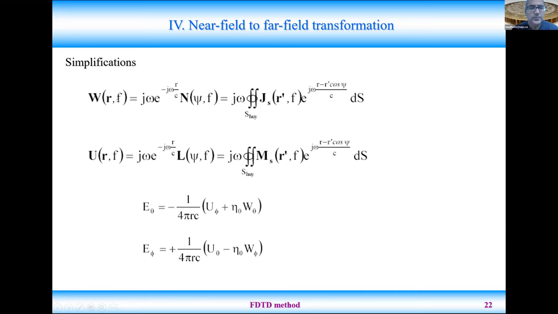Then we have to do another simplification. Why do we want to do this simplification? We will see that after. So we introduce W and U. In W and U, we multiply the N with j omega exponential j omega r over c, and the same thing for the L, we multiply with the same term. Then we have new relations for W and U. The main change will be here, the r over c, so r minus r' cosine psi over c. And the E theta and E phi formulas will be simpler, like this.